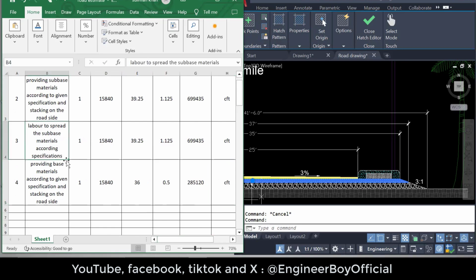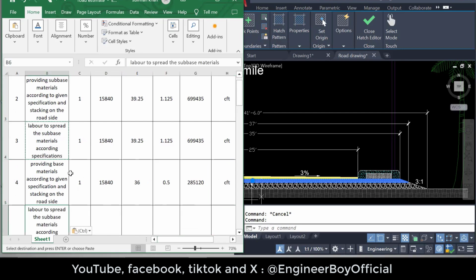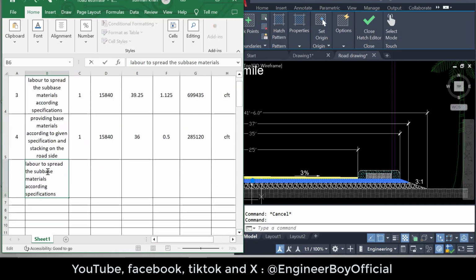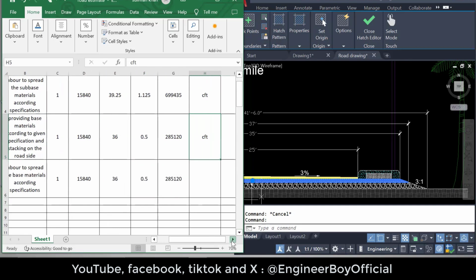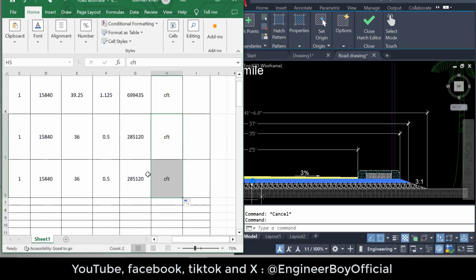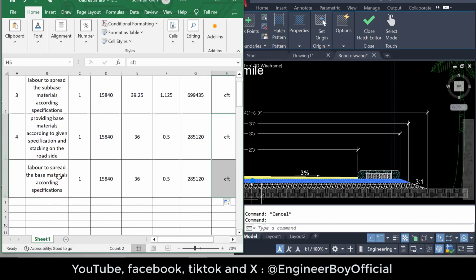Now we have to spread the same material. That's why I'm just gonna copy that and paste it over here, okay? So we will be just spreading the base materials according to the specifications, you can say. Now it should be the same. I'm not gonna repeat it again and again because I don't want to be more tired, okay? It is just the same because what you have brought should be spread out, okay? So this is number 5.